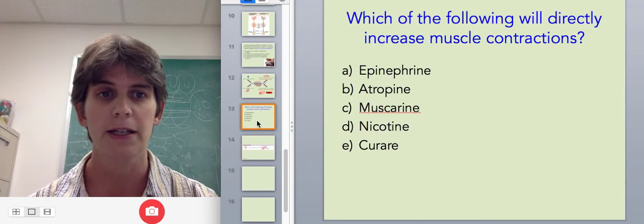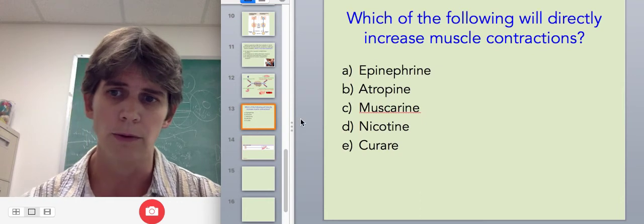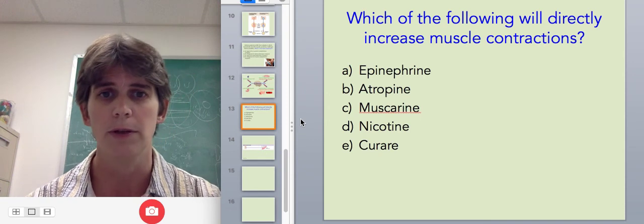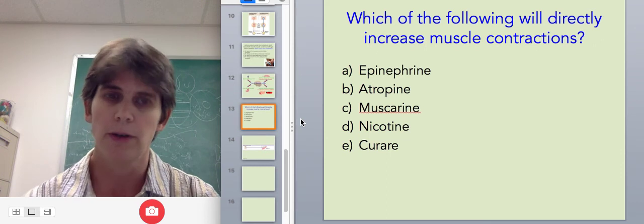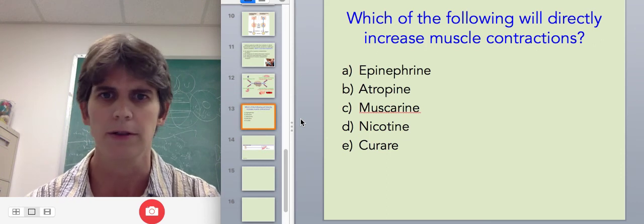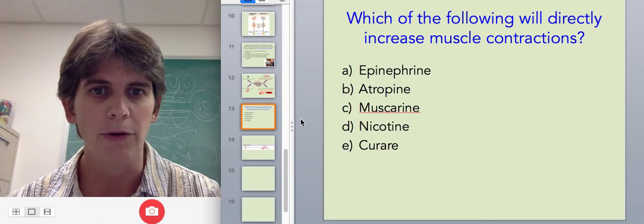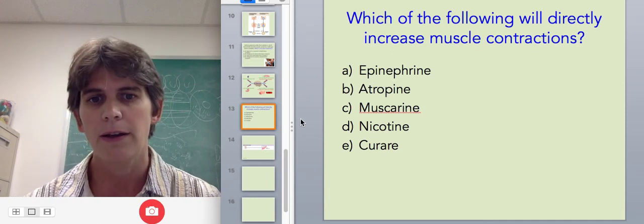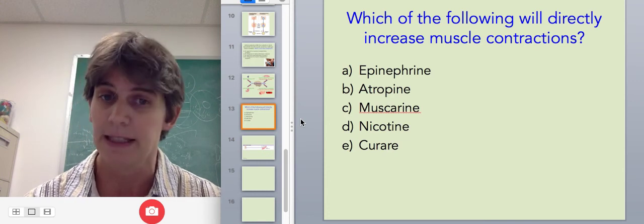The question related to that system was just to make sure that you know about these receptor subtypes. So which of the following would directly increase muscle contractions? I really should have said skeletal muscle contractions in this question. If we assume that I mean skeletal muscle contractions, then the only one of these that really makes sense is nicotine.